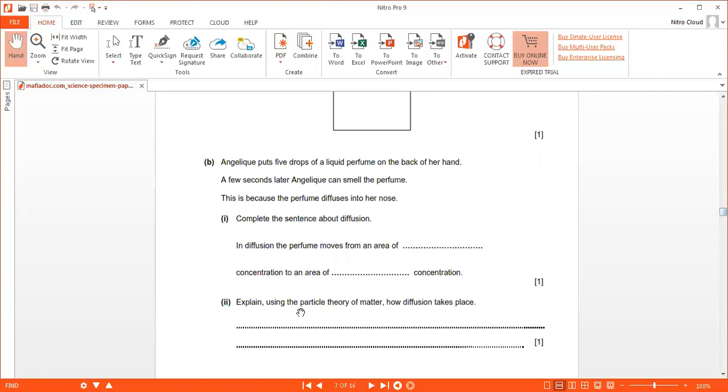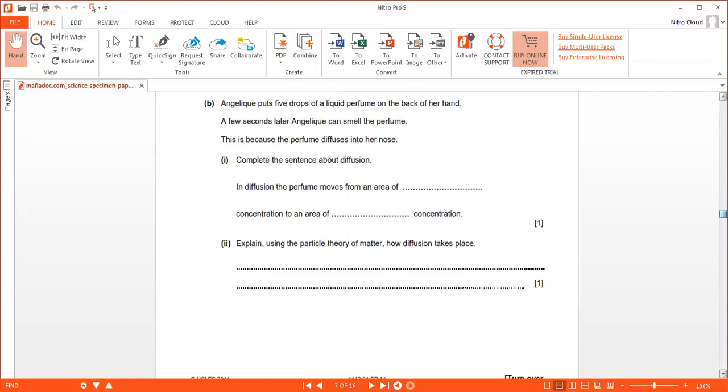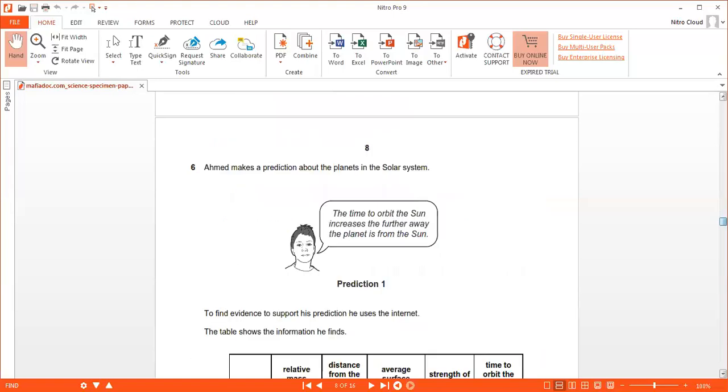Double I. Explain using the particle theory of matter how diffusion takes place. Diffusion takes place because the gas particles can move freely and spread out.